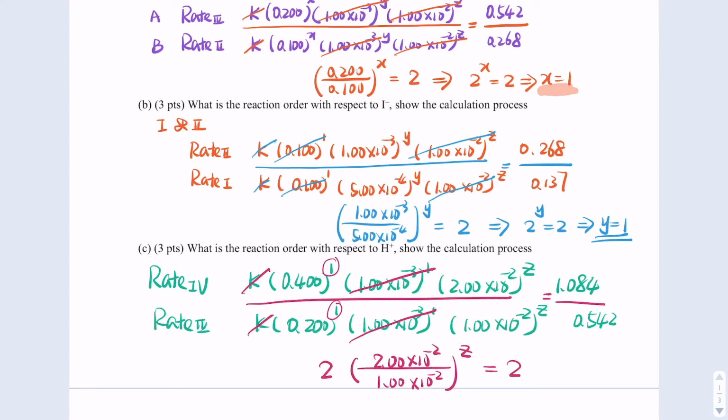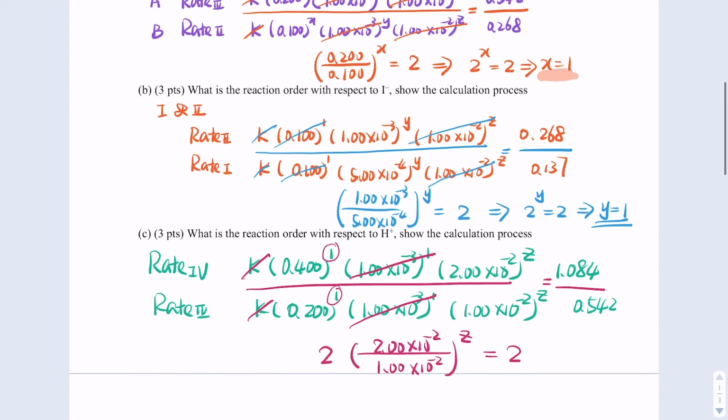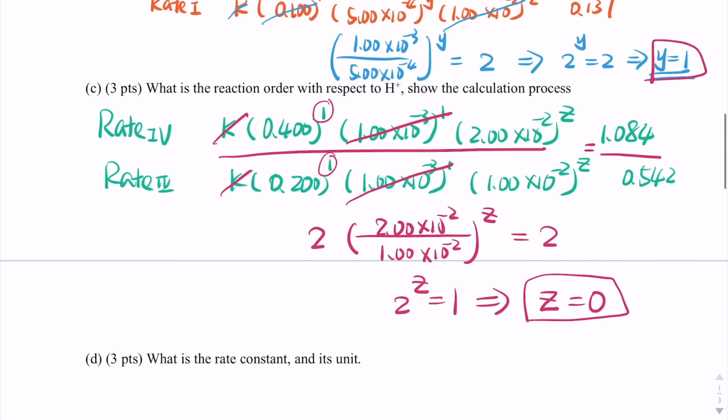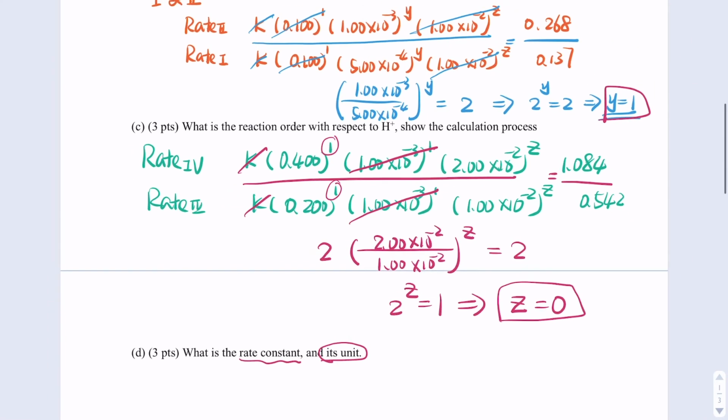The 2s get cancelled out, so actually you'll get 2 to the power of z equals 1. And then you go, this is something I'm familiar with. z needs to equal 0 in order for this relationship to work. So now you have all 3 reaction orders. Then you go, am I done? No, unfortunately. There's one more step asking what's the rate constant with its unit. What do I do? As we said, you already know all 3 values.